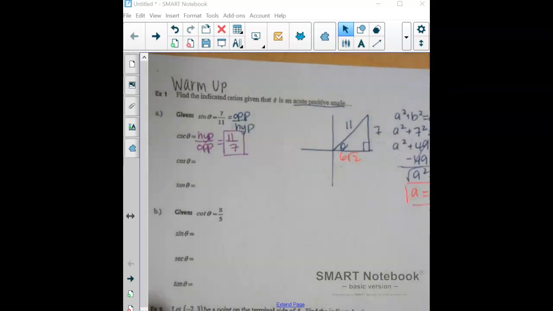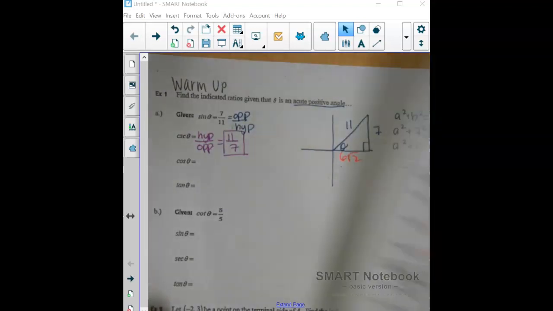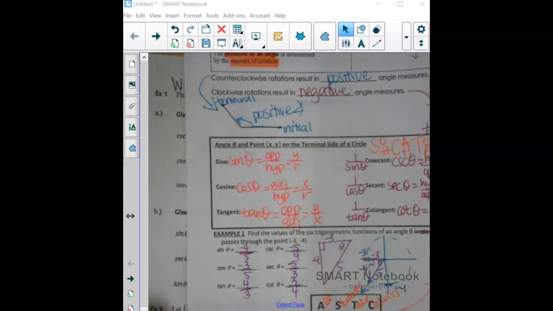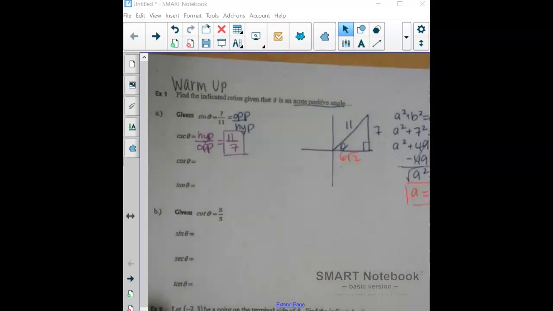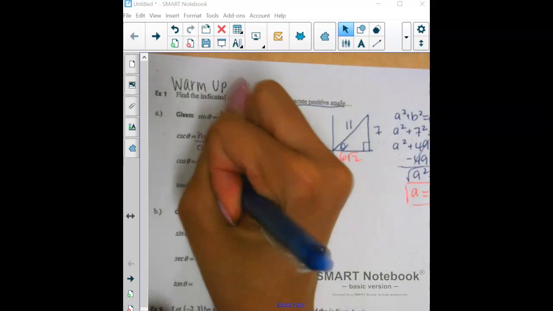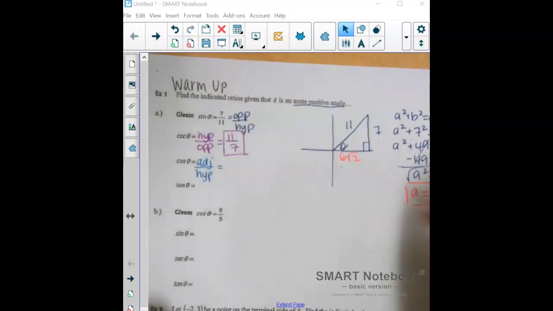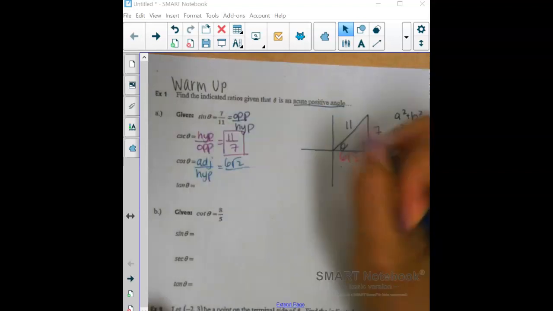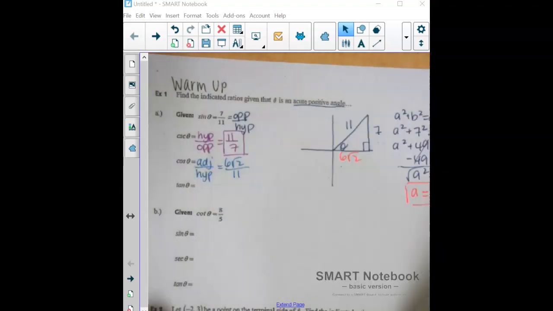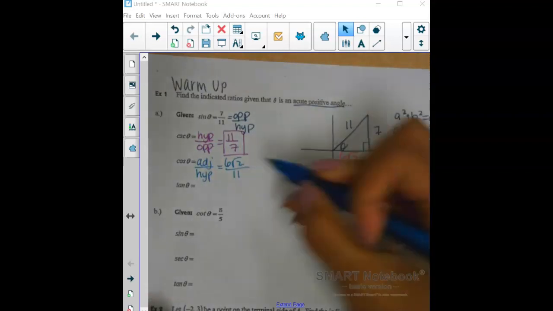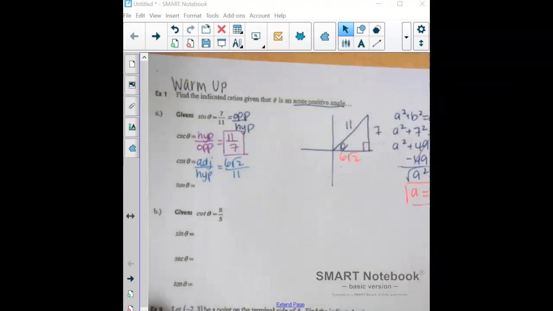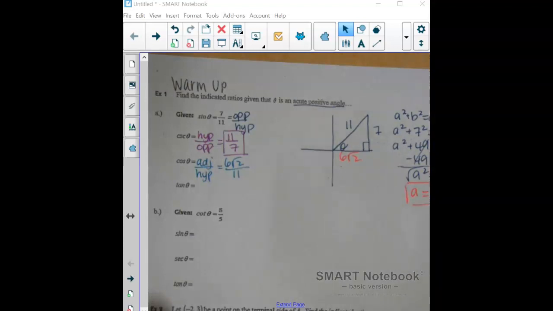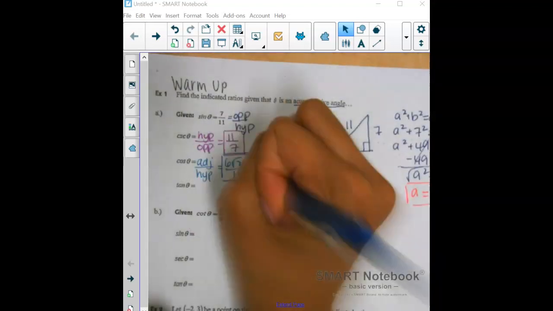For cosine, if you think back to your notes, that's adjacent over the hypotenuse. So we're going to write this as adjacent over the hypotenuse. So from theta, adjacent is here over the hypotenuse, which is 11. Whenever you need to rationalize, is it when your radical's in the numerator or the denominator? Denominator. Okay, so I don't need to rationalize this, so this is my answer.